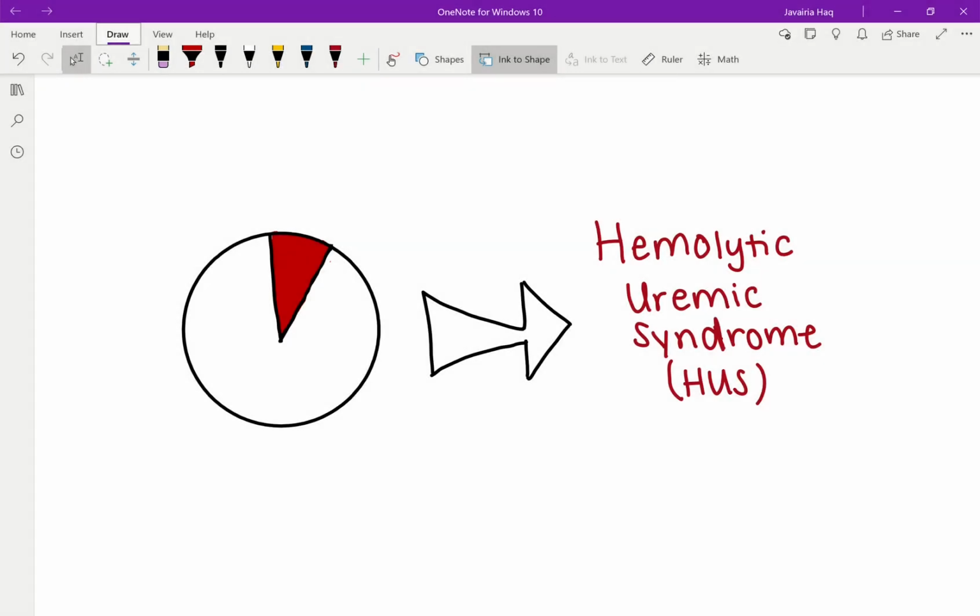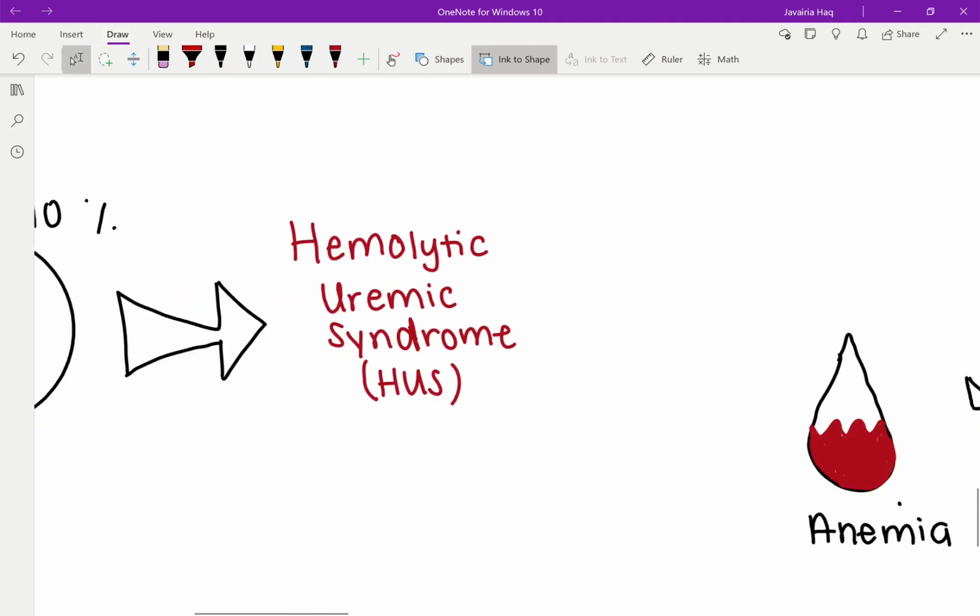There are about 265,000 cases of E. coli infections each year within the United States. E. coli 0157 will cause about 36% of these infections. While most people recover, 10% of people are at risk for developing hemolytic uremic syndrome, otherwise known as HUS. These individuals are mostly young children and older people.